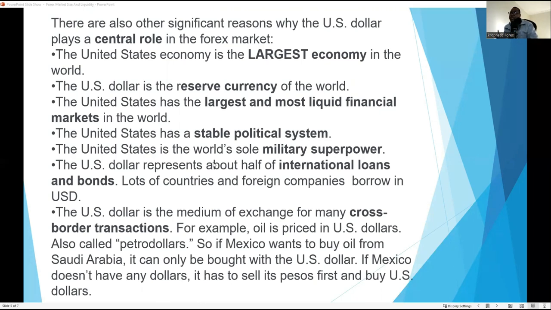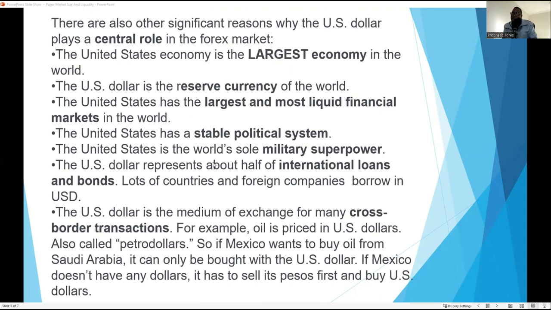For example, Zimbabwe, whenever their country was sanctioned and their currency, the Zim dollar, had no value, they're now actually using the US dollar. Of course, number three, the United States has the largest and most liquid financial markets in the world. So that's where most of the trading happens, because they have the largest infrastructure there.